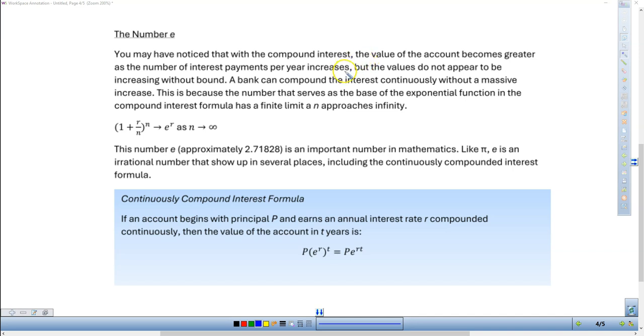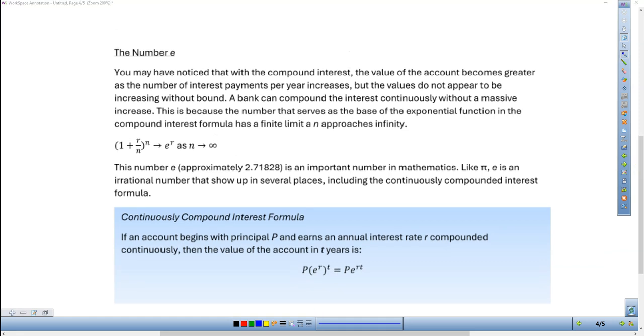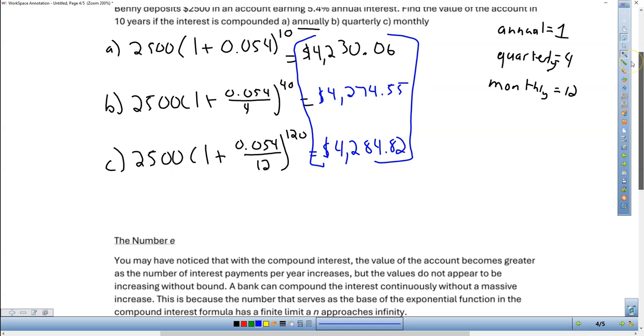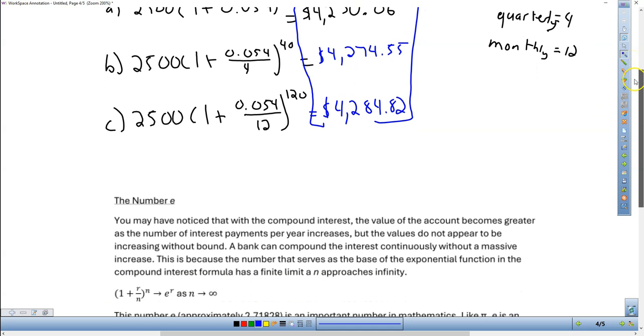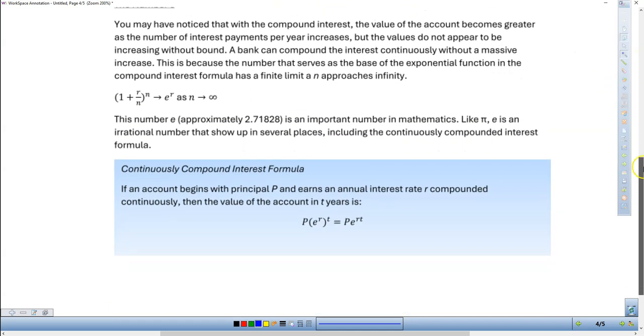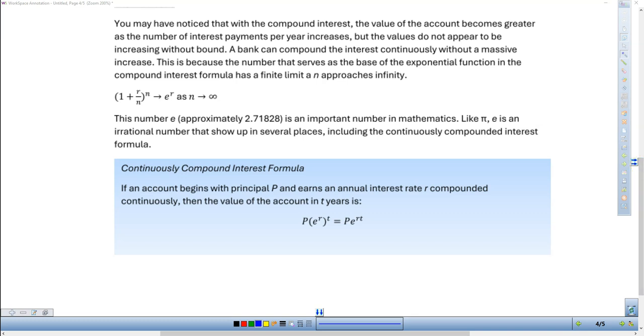These values aren't necessarily increasing without bound. Yes, they did increase. But if we look at how they increased, they did not become drastically larger. There seems to be almost like a ceiling that they're bumping up against. And in fact, a bank can say, you know what, we're going to compound your interest continuously, and they still won't have a massive increase that they'll have to pay out.